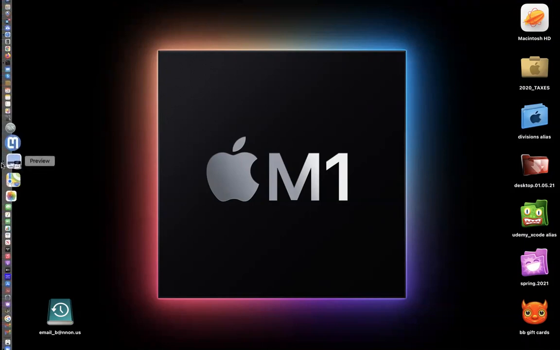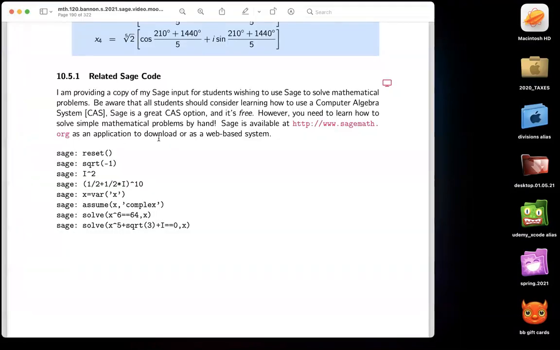Okay, let me just go to the notes here. And we're going to be talking about Sage. All right. So again, I realize for a lot of students that I don't want to do it.